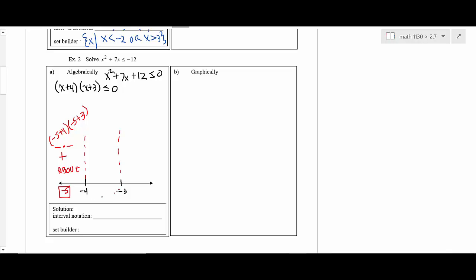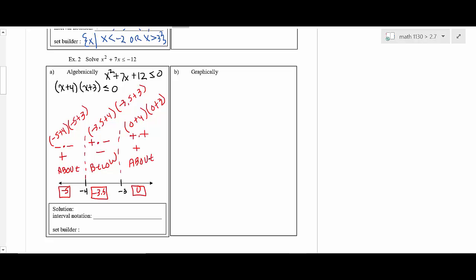Let's take a test point between -4 and -3. Let's do -3.5. If you plug it in, you would have -3.5 plus 4 times -3.5 plus 3. So you would have a positive times a negative. You have a negative. What does that tell you? You're below the x-axis. You've got a parabola on this just like the first problem. Take a test point bigger than -3. I'll use 0 anytime I can use it. So I would have 0 plus 4 times 0 plus 3. That's a positive times a positive, so it's a positive. Therefore, you're above the x-axis.